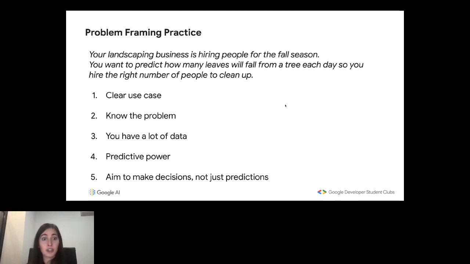Do we have a decision that we want to be making based on the predictions that your model is going to give you? Do we already have a model for this that we can compare it with? Do we have the right data to be able to solve the problem? Do we have enough data as well? And the predictive power means, from these predictions, can we actually make the decision that we want to make? In this case, we have predicted correctly the number of leaves. Can we now make our final decision, which is our business decision, how many people to hire?